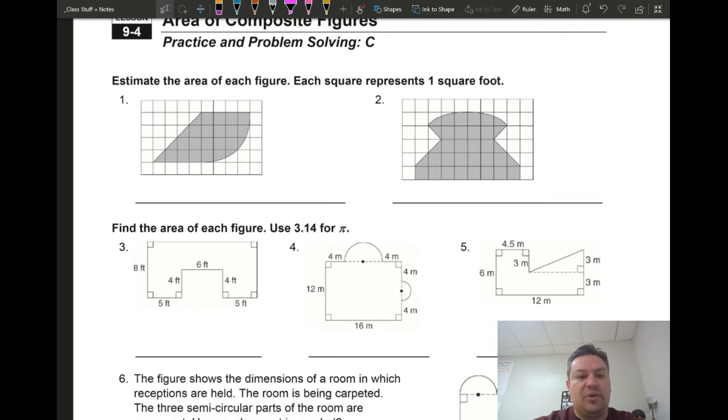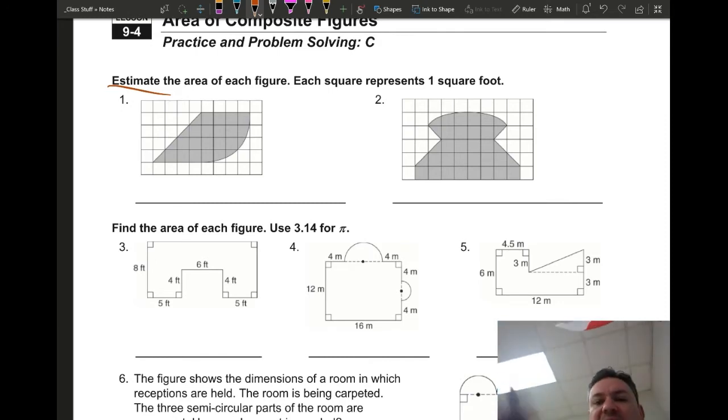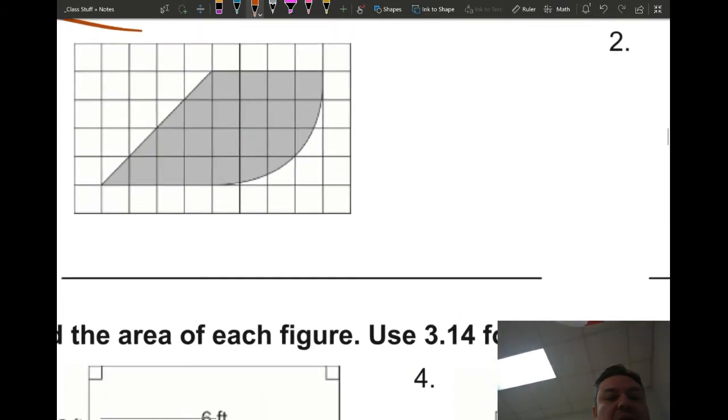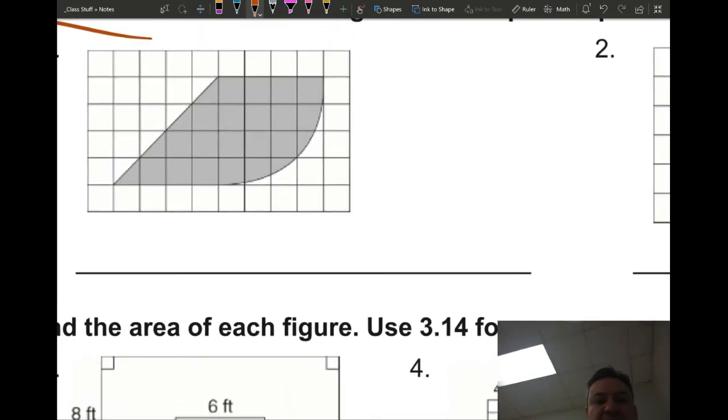So, 1 and 2, you have represented on graphing paper, and all you gotta do is estimate, okay? You're just estimating. Each square represents 1 square foot. So let's go ahead and work on number 1. I'm not gonna do number 2, just because I don't wanna make this video too long.